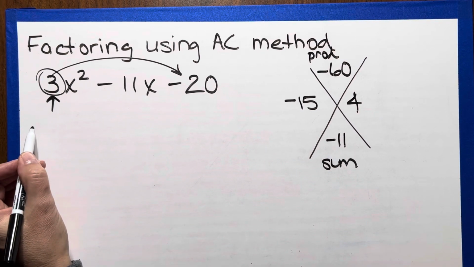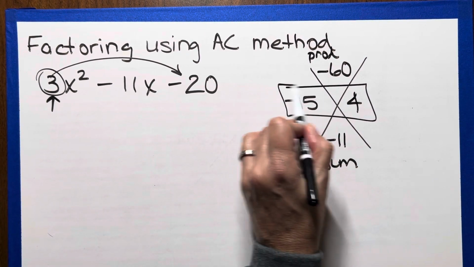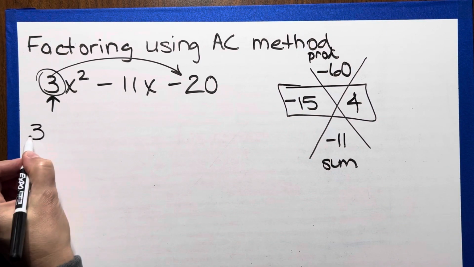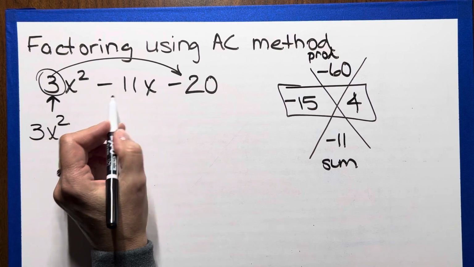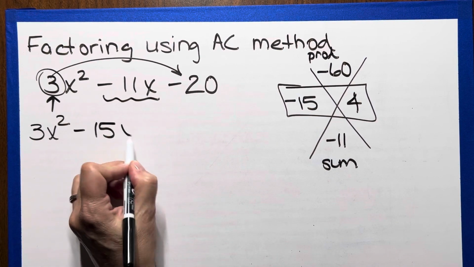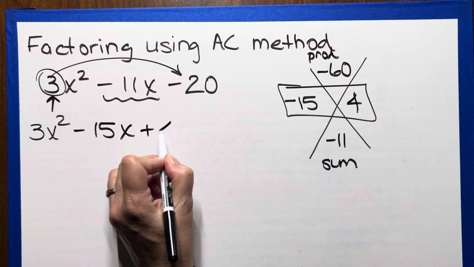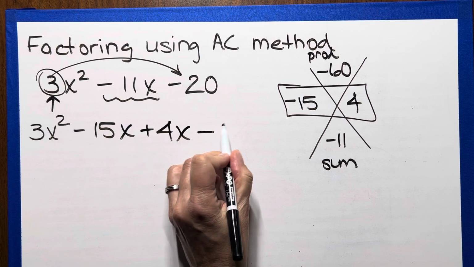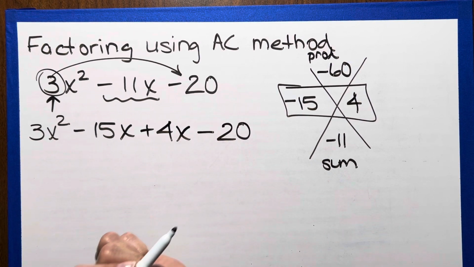So when I go back, now that I'm going to box these off, these are my factors I'm going to use. I'm going to use my 3x squared. And now this negative 11x is being split up into a negative 15x and a plus 4x. That's how I divided this up. And I keep my minus 20.